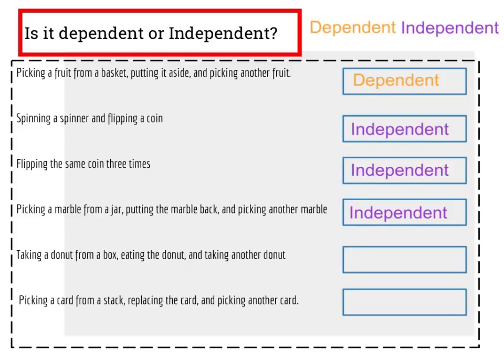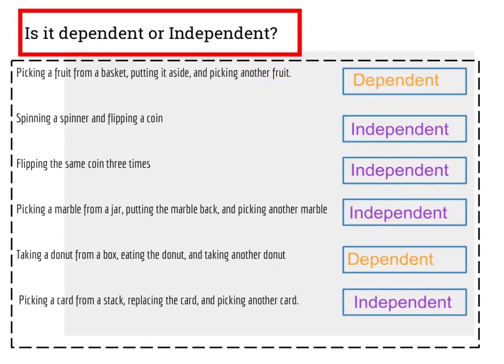Taking a donut from a box, eating the donut, and taking another donut, well, obviously, this is going to affect the outcome. If I take a donut out, then the total number of donuts has changed, so the probability has changed, so therefore this is dependent events. And picking a card from a stack, replacing the card, and picking another card, well again, if I had 10 cards and I took one out but I put it back, I still have 10 cards the second time, so this is independent events.